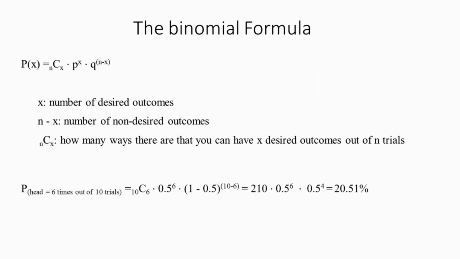Collecting these thoughts, the child found that the probability yielded by the formula is equal to the number of combinations that it counted previously, multiplied by the probability of one sequence, or in other words, multiplied by the probability of getting 6 heads and 4 tails out of 10 flips. We apply this formula and the probability is found to be equal to 20.5%.